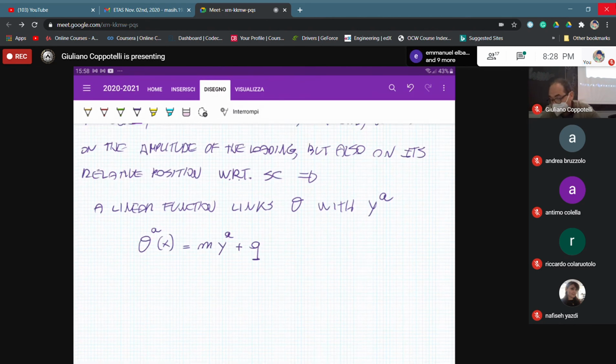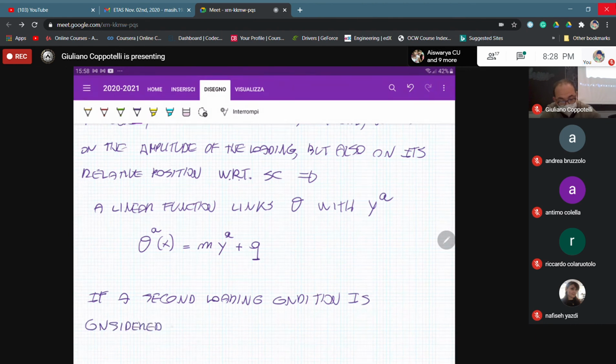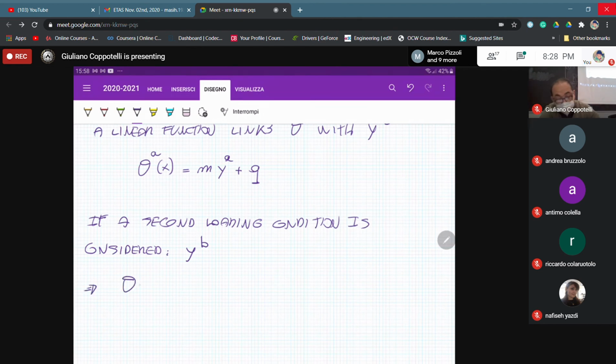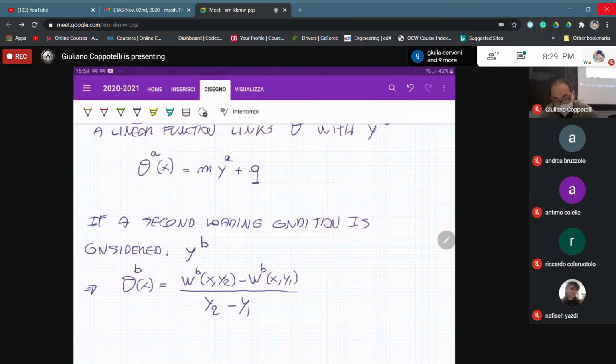Okay, having said that, now if a second loading condition is considered, we are applying the load at a position YB, then what we can say is that the section rotation because of this new condition, let me call that B, theta B, is given by the ratio of the displacement because of the loading B at the 2 points of the section Y2 and Y1, as we had before, divided by the same distance, Y2 minus Y1. Okay?